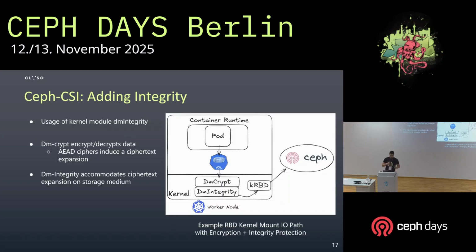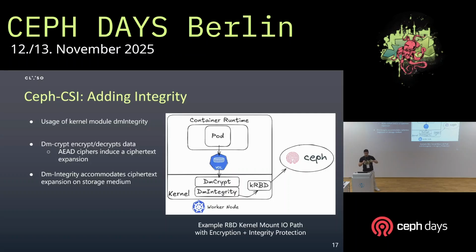So what I propose doing is essentially using a kernel module that already exists for this. It's called dm-integrity. It's been in the Linux kernel for around 5 to 6 years, so pretty new. And it essentially deals with the ciphertext expansion I was just talking about, right? So you use some type of mode.